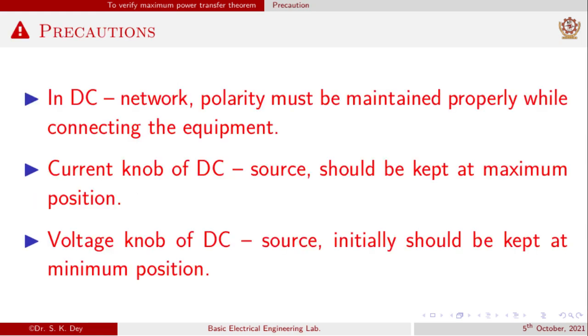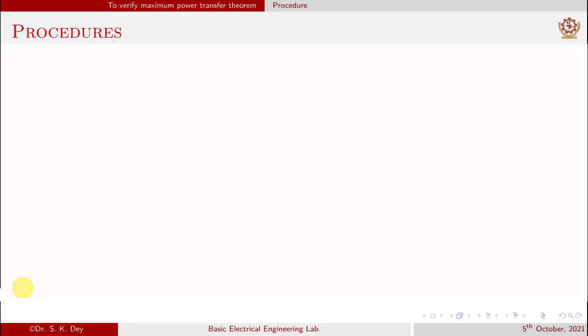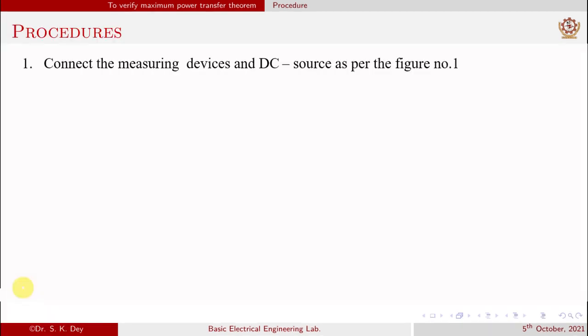Next we will go for the precautionary steps. In a DC network, polarity must be maintained properly while connecting the equipment. The current knob of the DC source should be kept at the maximum position. The voltage knob of the DC source should initially be kept at the minimum position. Let us know about the procedure.